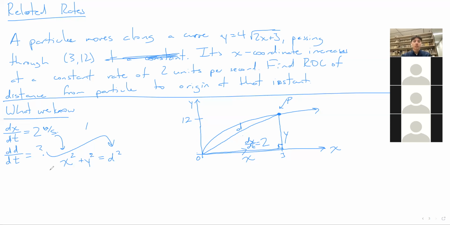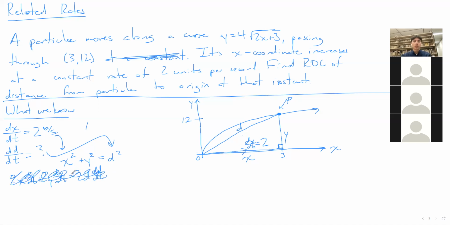Let me give you a hint here. If I differentiate this with respect to time, we're going to get this: 2x dx/dt plus 2y dy/dt equals 2d dd/dt. We know dx/dt, right? We know we want to find dd/dt. What do we know about dy/dt? Nothing. Nothing.